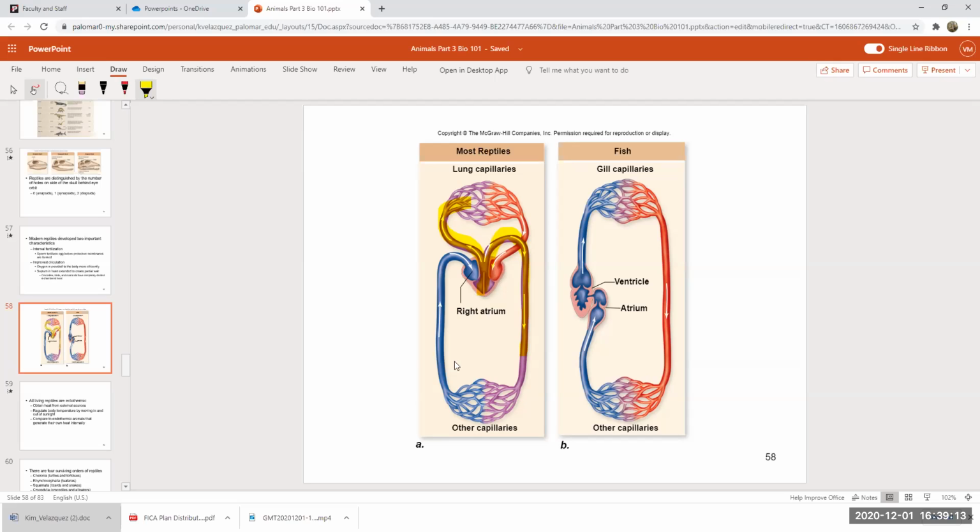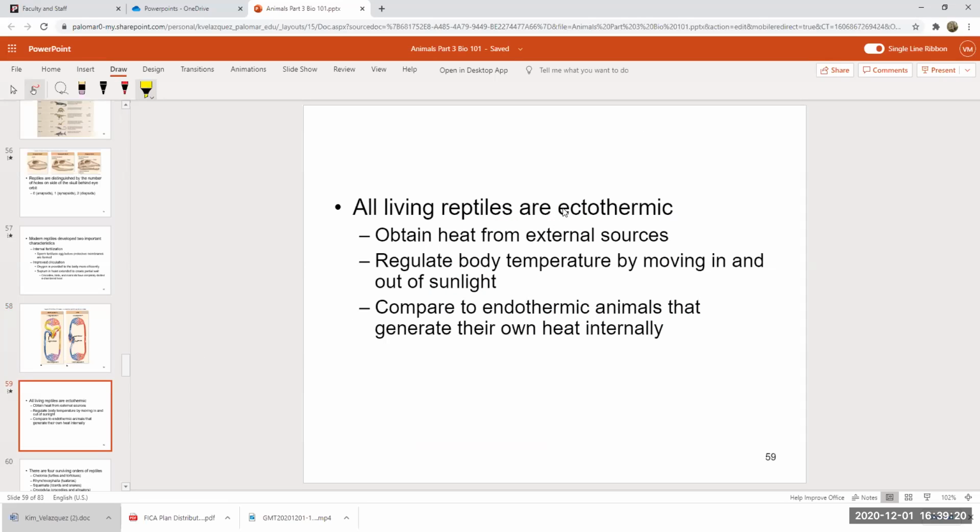So that's how the reptiles have really taken off to be so successful on land. This really talks about being an ectotherm. So reptiles are ectothermic. They have to obtain heat from external sources, and they regulate their body temperature by moving in and out of the sun. Okay, compare that to endothermic animals that generate their own heat internally. That is mammals and birds. So birds are the first endotherms.